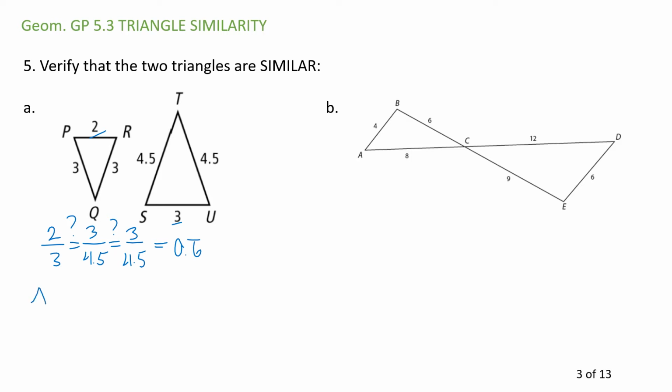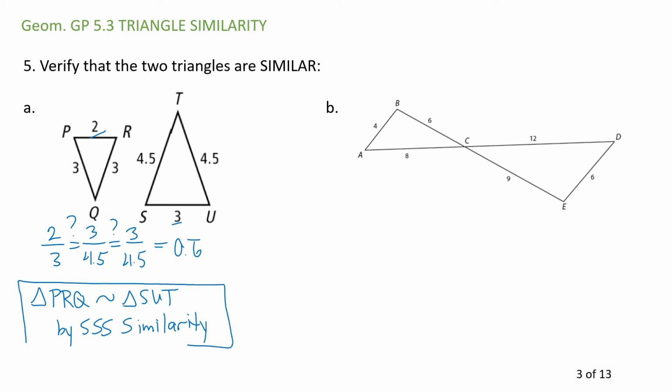So I'm actually going to write the statement, PRQ is similar, notice the squiggle, to SUT. Actually, it's UTS, by side-side-side similarity. You must say similarity to distinguish it from congruence. These triangles are not congruent.